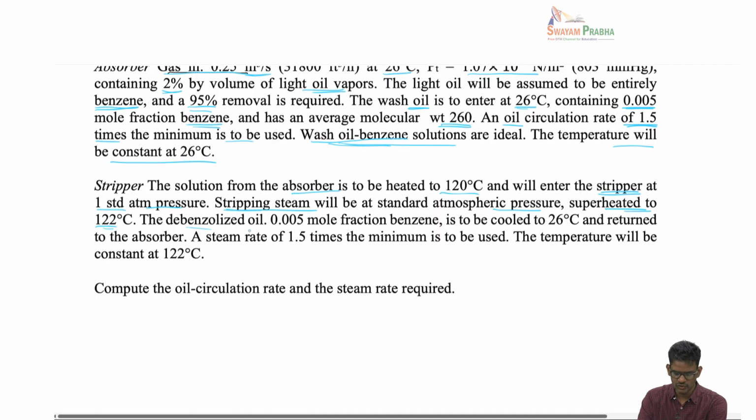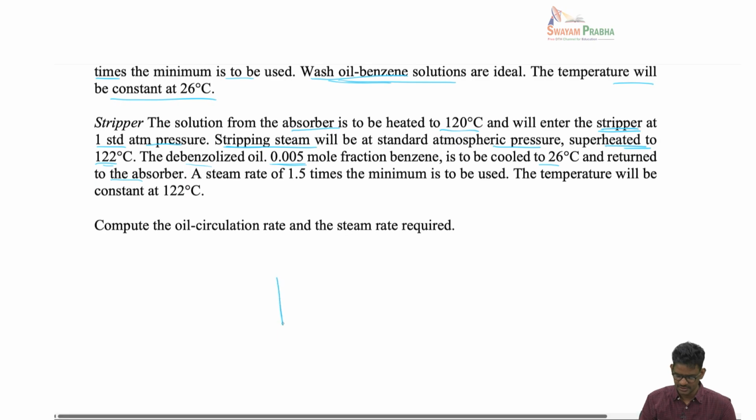The debenzolized oil, that means having a particular mole fraction, is to be cooled to 26 and returned to the absorber. So basically we have a system of an absorber and a stripper, so that the wash oil can be used in the absorber, later removed of the benzene, and recirculated back to the absorber. If I have to plot this, you have an absorber and then you have a stripper.